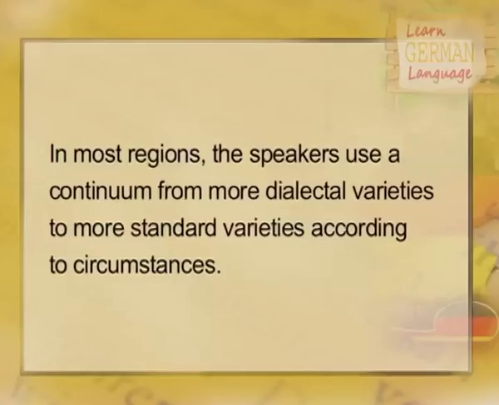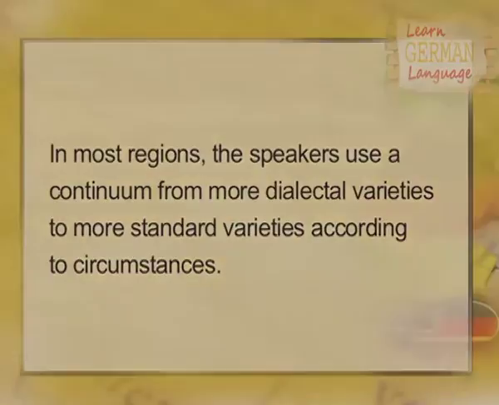Now, you must be wondering what is a pluricentric language? A pluricentric language is a language like German, which has many variations, like English. English also is a pluricentric language. Now, we were talking about German being a pluricentric language and also German being spoken in many regions. In most regions, the speakers use a continuum from more dialectical varieties to more standard varieties according to various circumstances.